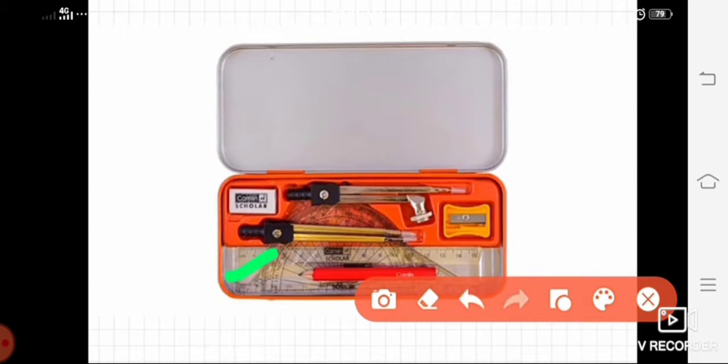Now there are other instruments like, see, we have a ruler. Below the protractor we have a set square. Here we have a divider. This is a compass. So these are different kinds of instruments. We will study each of them in detail. So the first one is the protractor.